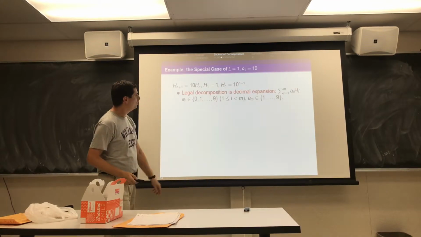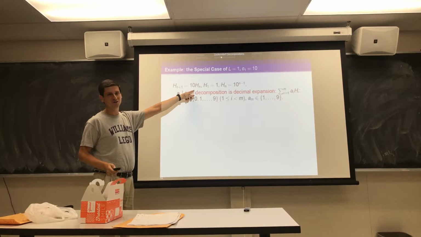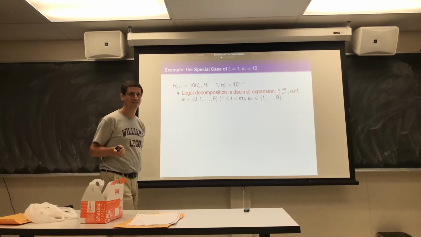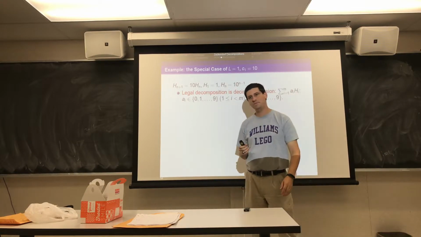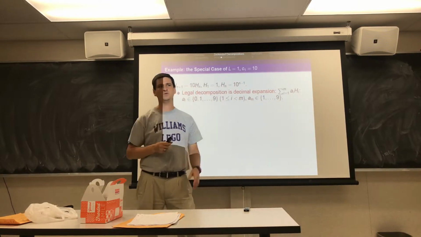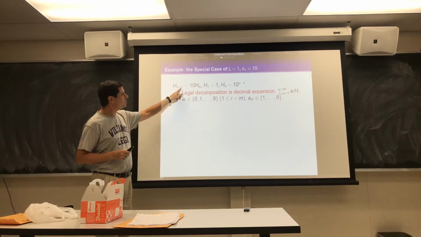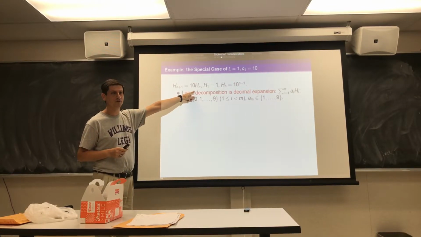Right? So let's say h_{n+1} equals 10 h_n. This is base 10. If you were a computer, what would you do? Base 2. Or maybe base 8, base 16, depending on something. But for the most part, base 2. So h_{n+1} is 10 h_n. This is the decimal recurrence.